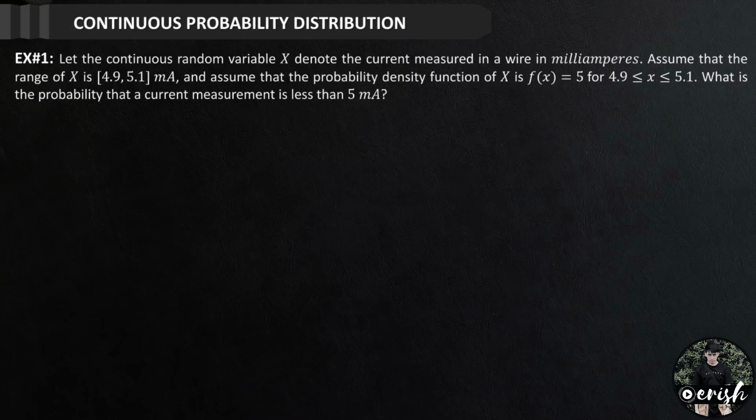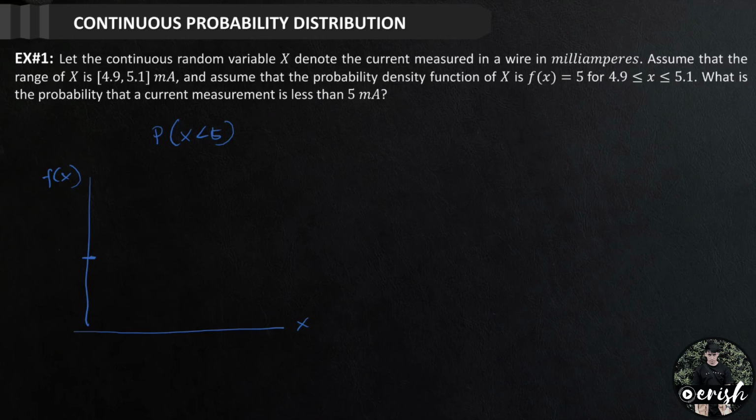Question: what is the probability that a current measurement is less than 5 milliamperes? So for the probability x less than 5, this is the probability that the current measurement is less than 5 milliamperes. So this is our graph. Ito yung ating f of x, of course, and this is the random variable value na x. Ang value ng f of x natin is 5.